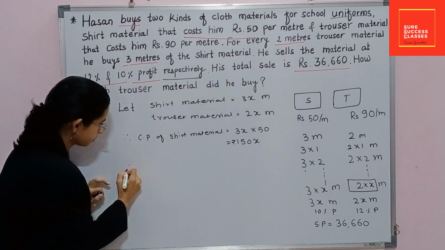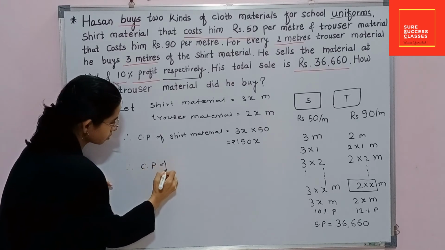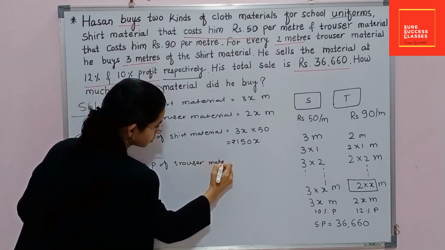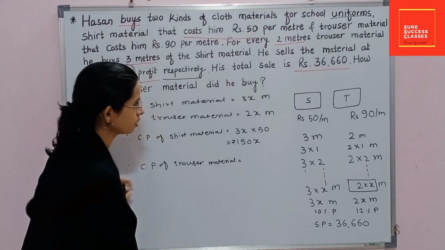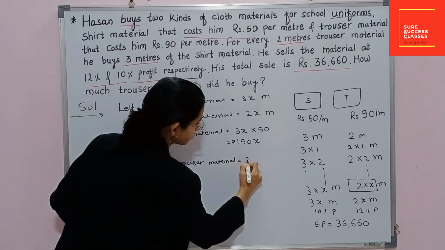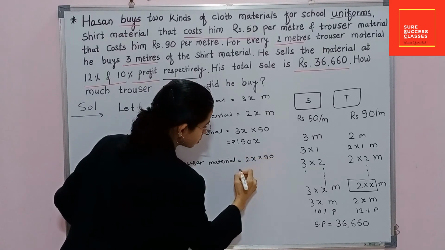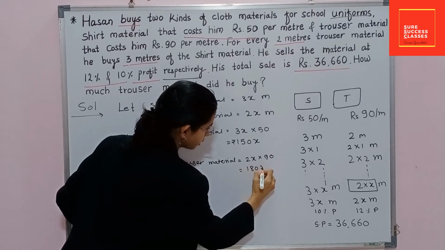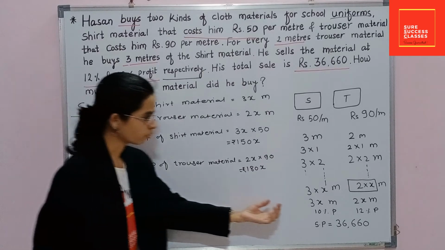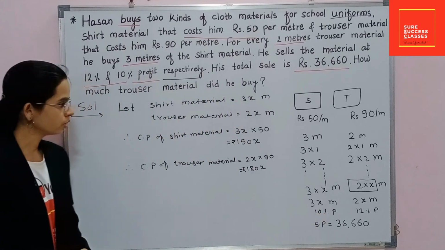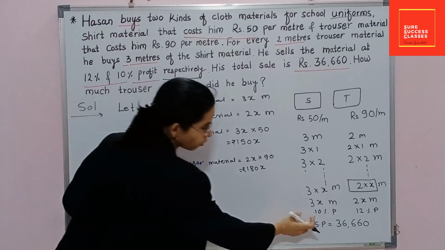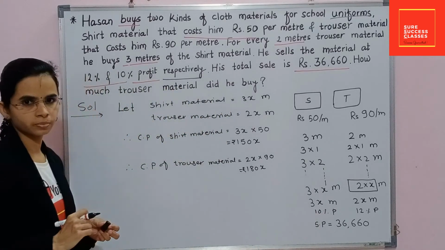And the cost price of trouser material, we can write it as 2x into 90 rupees per meter. So it will be 180x rupees. And here profit is given. So first we will calculate, with the help of this cost price, the profit whatever he got.